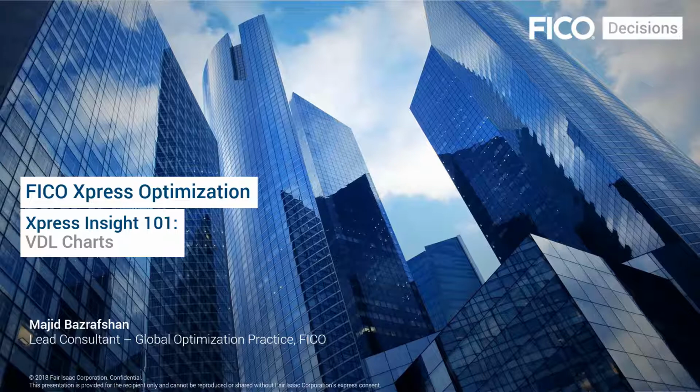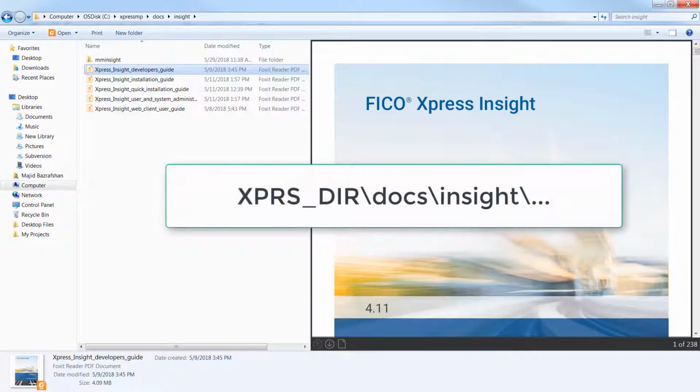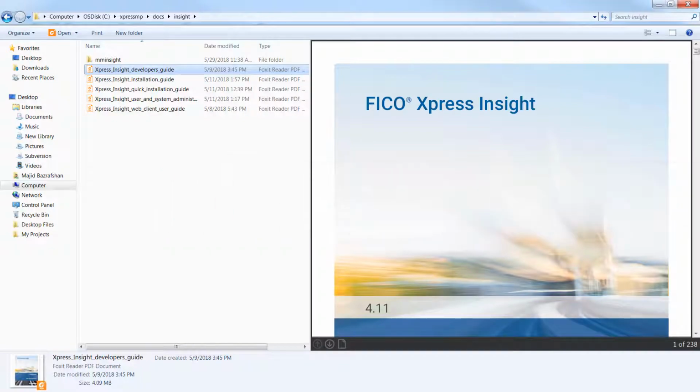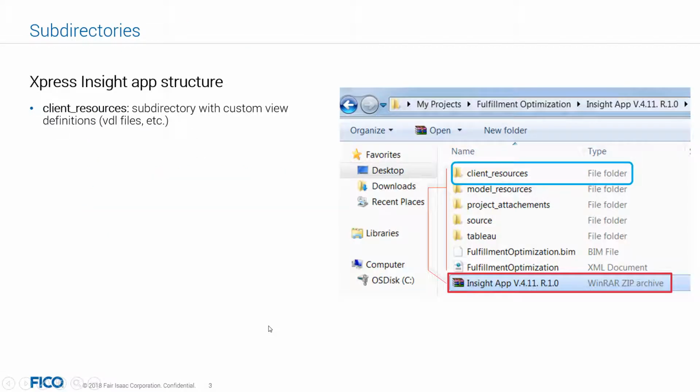I would like to start by showing you where you can find user guide and documentation on creating custom views with VDL Charts. The documentation can be found in the PDF file called Xpress Insight Developer's Guide, section Creating Custom Views with VDL Charts, under the Docs Insight folder in your Xpress installation directory. As you know, creating a chart with VDL Chart is an optional part of the fourth step in creating Insight applications. VDL charts are defined in VDL files that sit inside the client resources subdirectory of the application.